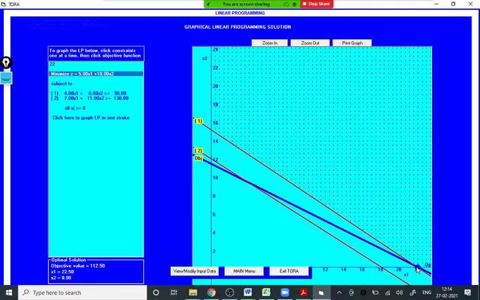If we find it, you will observe the value of z. The optimum value comes at this point. The coordinates of that point are 22.5, 0, and the minimum value of z is 112.5. If anyone has any doubt, yes, you can ask.